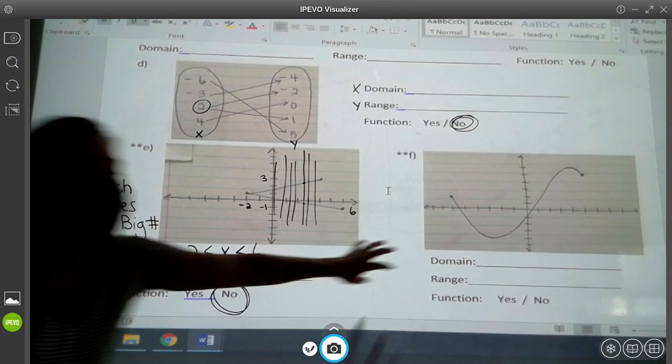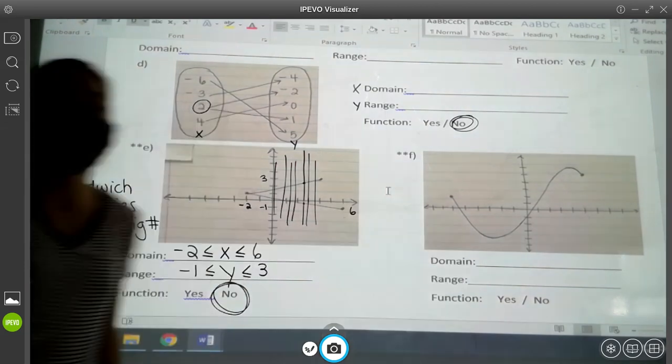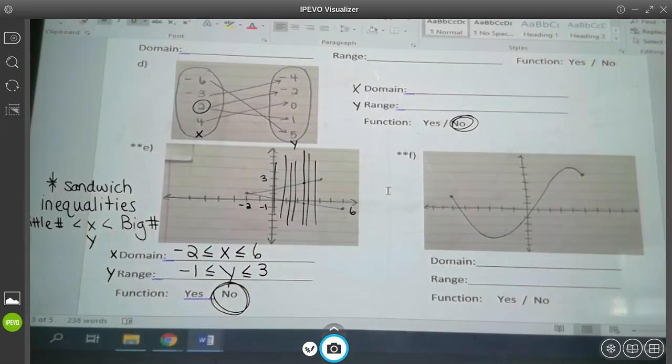All right, I want you guys at home and you guys here to do F. Get me the domain, the range, and tell me whether or not it's a function. I'm just gonna give you a couple minutes, and then I want to show you one homework problem, and we're done. And I'm gonna get some air.